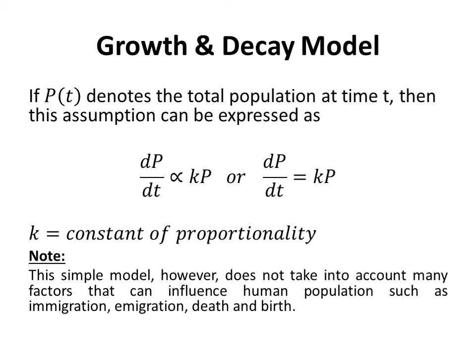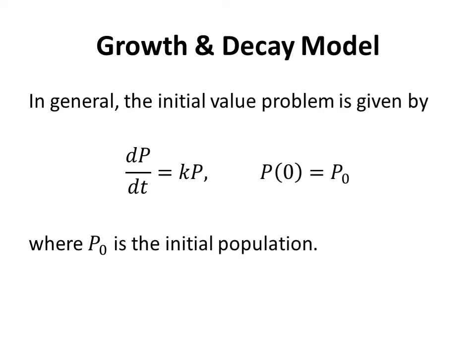Note that this simple model, however, does not take into account many factors that can influence human population, such as immigration, emigration, death, and birth. In general, the initial value problem is given by dP/dt equals kP, subject to P of 0 equals P naught, where P naught is the initial population.